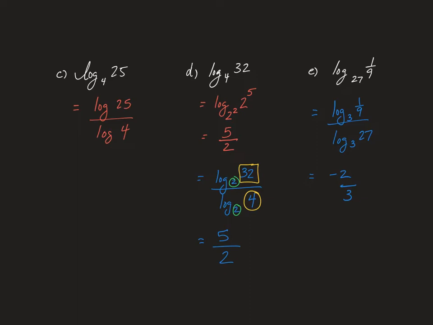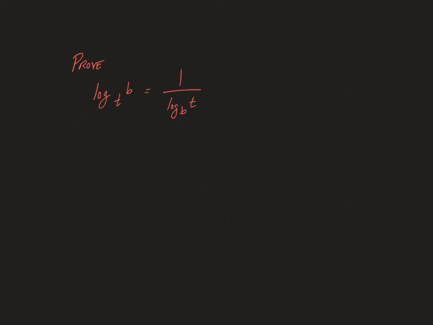I want to kind of change focus a little bit now. So when you take a look at that red problem that I've thrown on the screen, there is our prove. And what we're going to do is we're going to go through and we're going to prove that relationship. That the log of b from base t is equal to 1 over log t from base b.